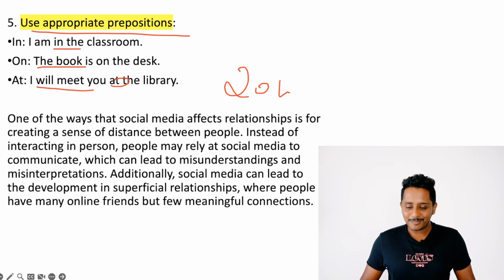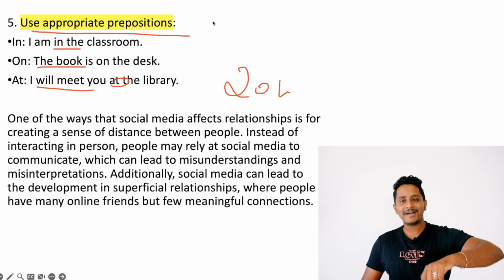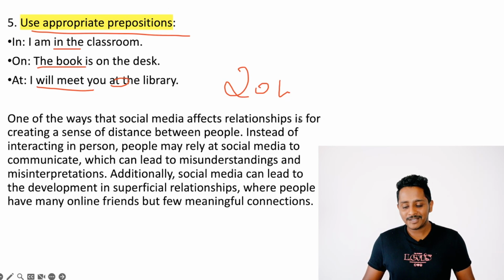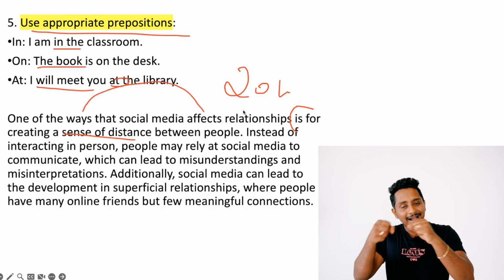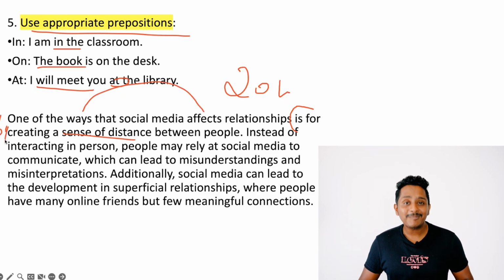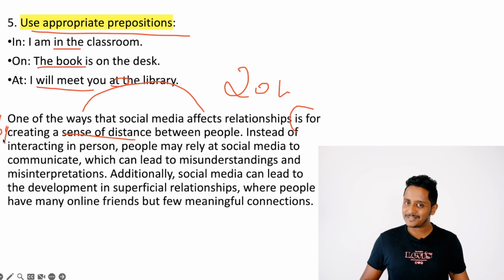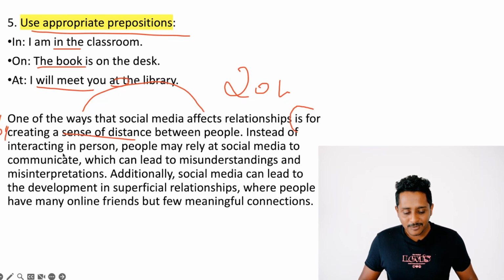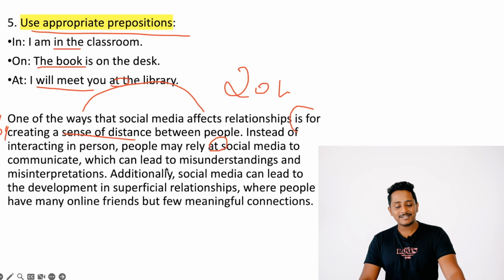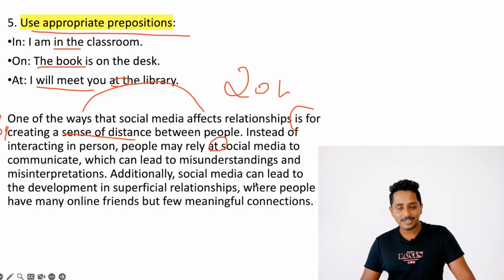Let's understand the problems with respect to prepositions in this paragraph. One of the ways the social media affects relationship is for creating a sense. Social media affects relationships. One of the ways it affects is by creating, not for creating. People have written it. This is a live essay that I have taken, a real essay of a student. Instead of interacting in person, people may rely on social media, not at, to communicate, which can lead to misunderstandings and misinterpretations. Additionally, social media can lead to the development of some relationships.